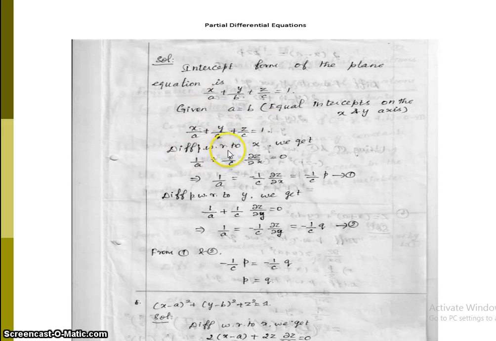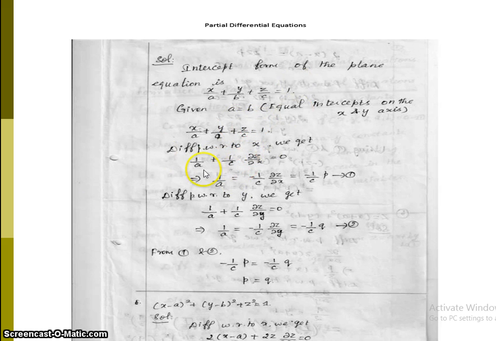Differentiate with respect to x. The differentiation of x is 1, so we get 1 by a plus, y by a is a constant term, so that one is 0. Wait, y is a function of x and y, so don't treat it as equal to 0. This is not a constant term, that is a function of x and y. Then the differentiation of z gives dou z by dou x, with 1 by c.